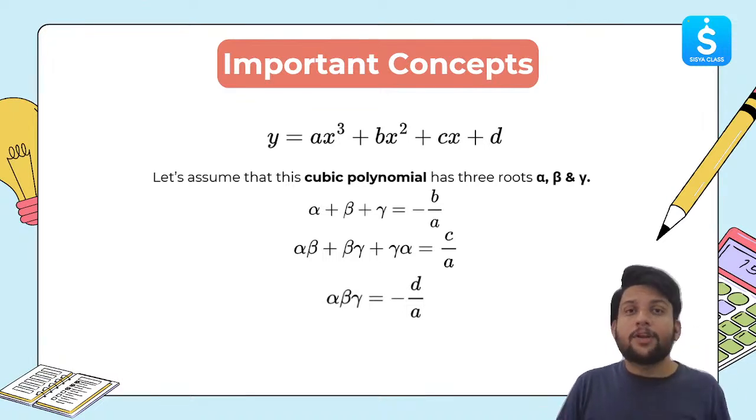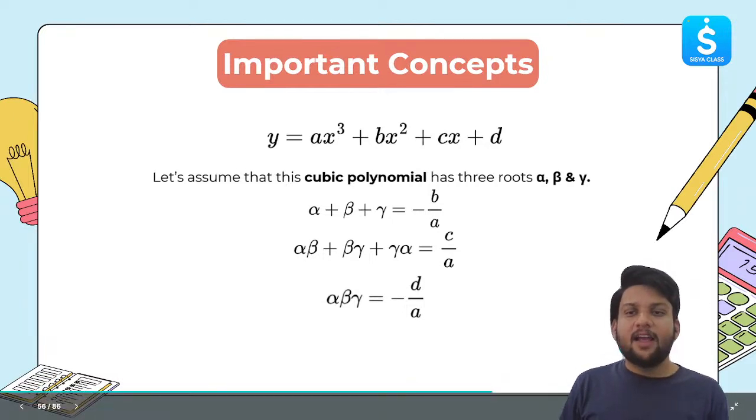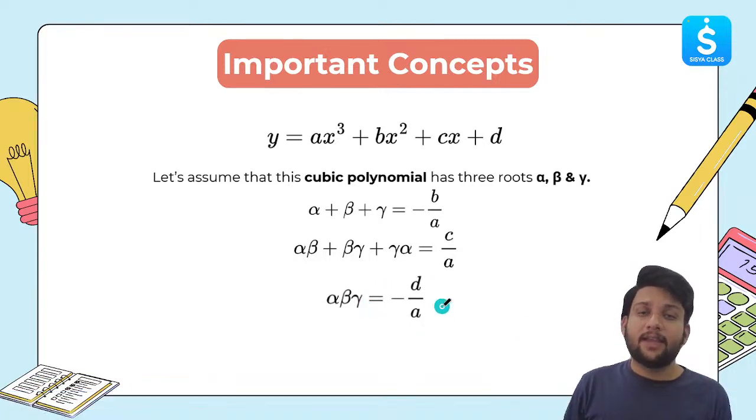So it is very important you remember this: the sum of roots is minus b by a. The sum of roots taken two at a time, which is a fancy way of saying alpha beta plus beta gamma plus gamma alpha, is given by c by a, and the product of roots alpha beta gamma is given by minus d by a. How will I remember this? The sum of roots, I will take this as minus b by a.